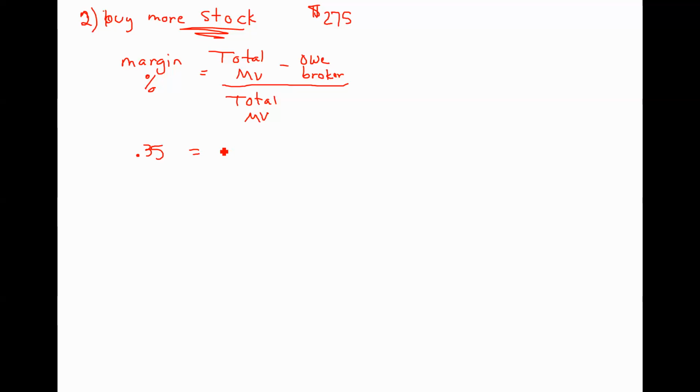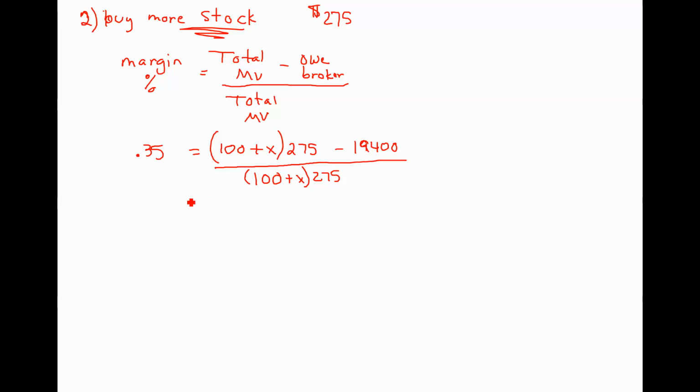My total market value would be my 100 shares of Apple that I own already, but I'm going to buy some more, X number. They will be trading at $275, and then I owe my broker that $19,400. Divide that by the total market value of 100 shares plus X times the current price of $275, and solve for X.